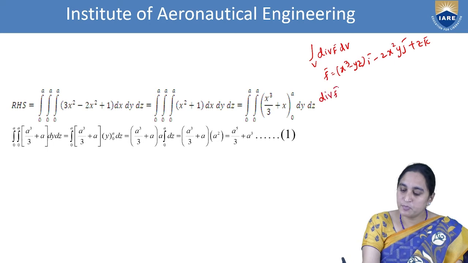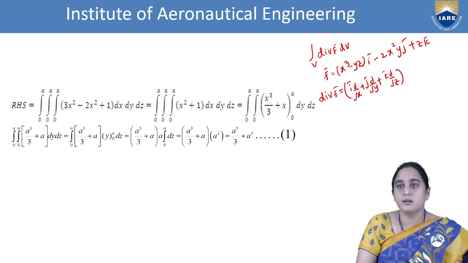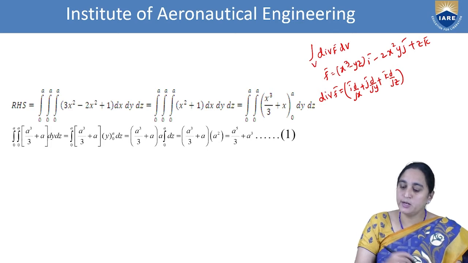Divergence of f bar means i bar into dou by dou x plus j bar into dou by dou y plus k bar into dou by dou z. Divergence means the del operator, that is i bar into dou by dou x plus j bar into dou by dou y plus k bar into dou by dou z.